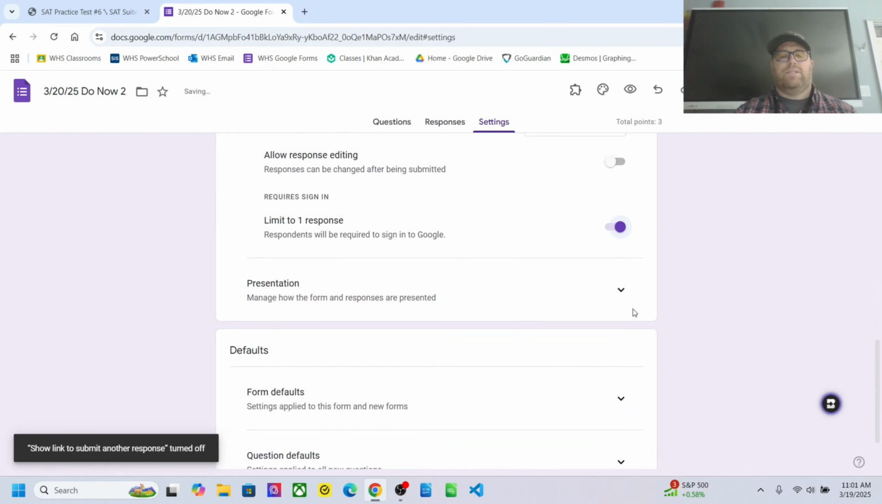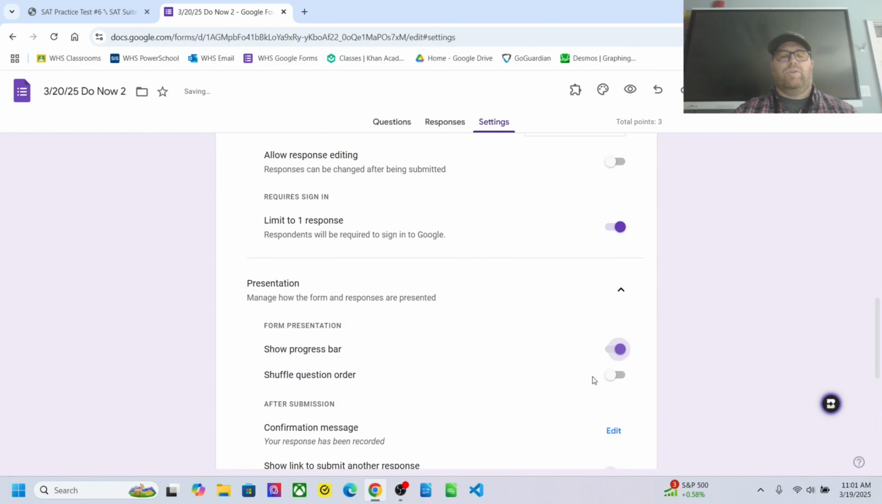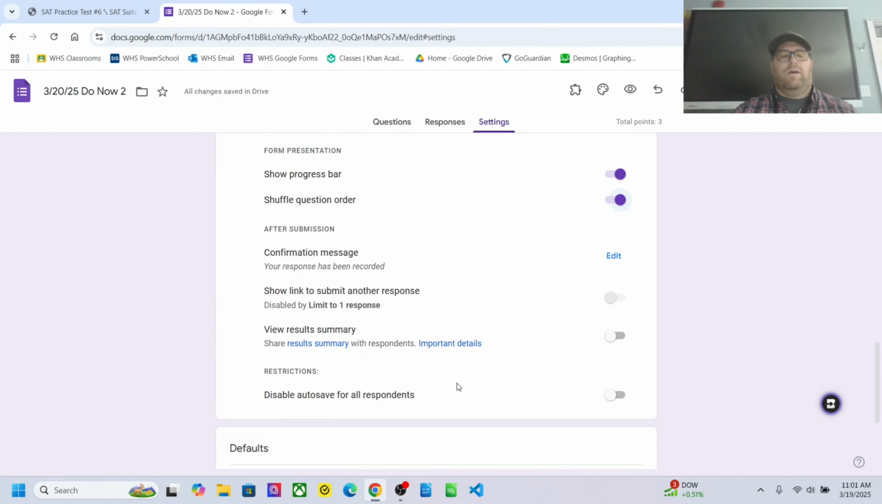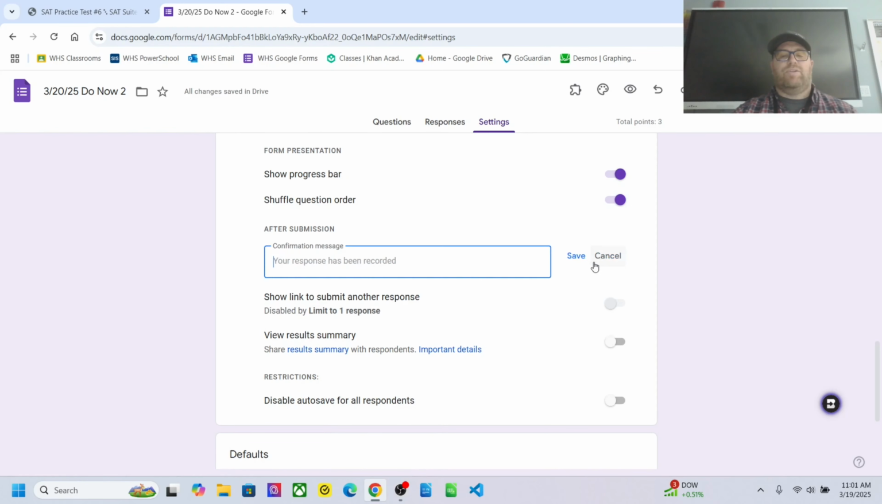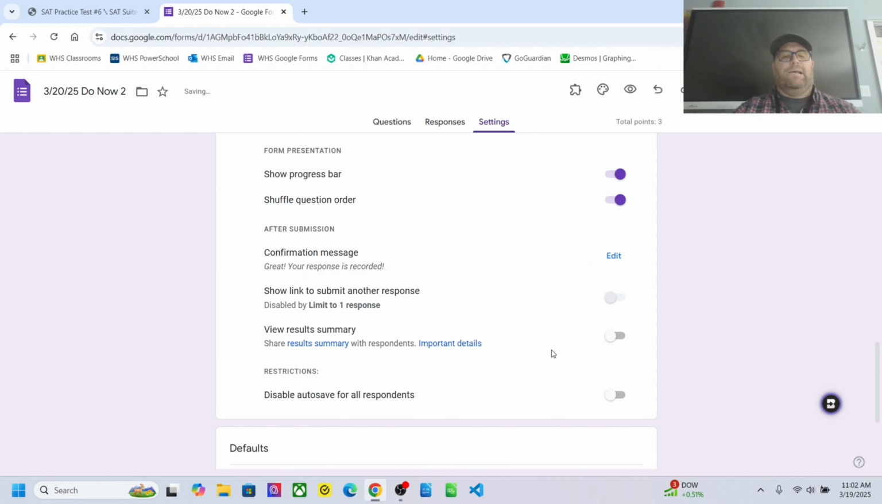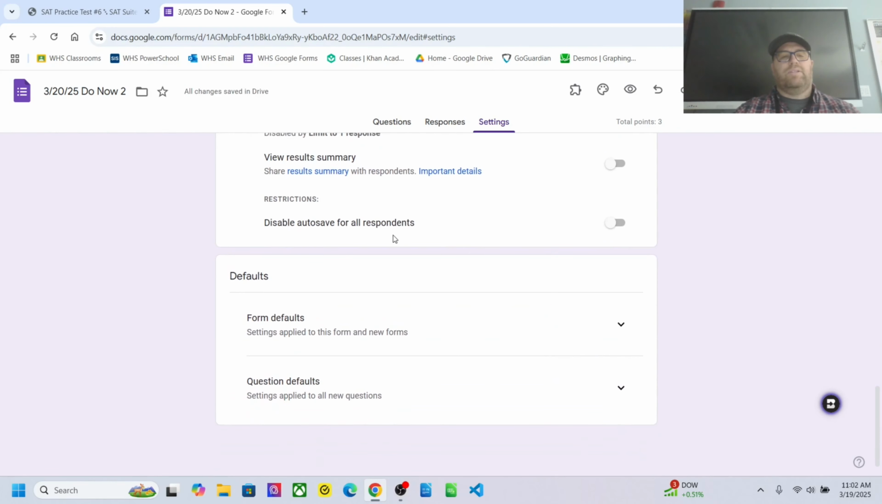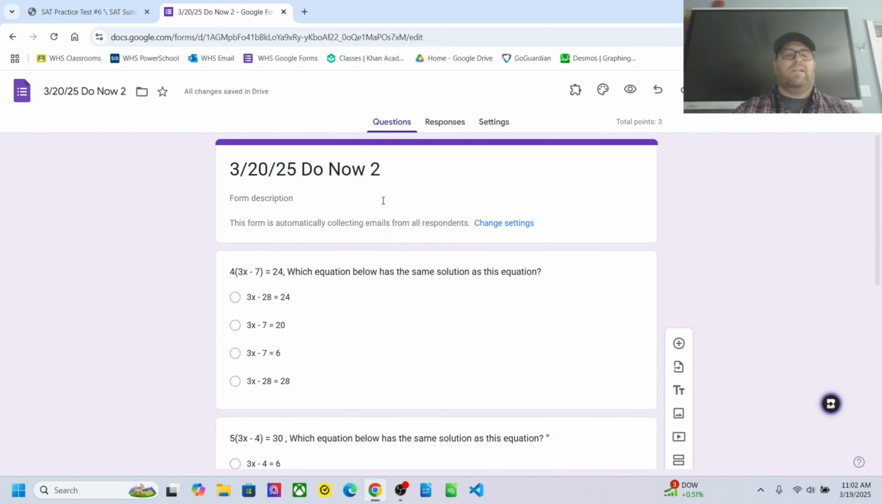Responses here, you're going to collect email addresses, limit to one response. Presentation, we could show the progress bar, shuffle question order, we could do that. We could change the confirmation message, maybe like, great, your response is recorded, and save it, or you can keep it the same. And there's a few other things that you could do, but now we've got the form, and now you can pull that in through Google Classroom.